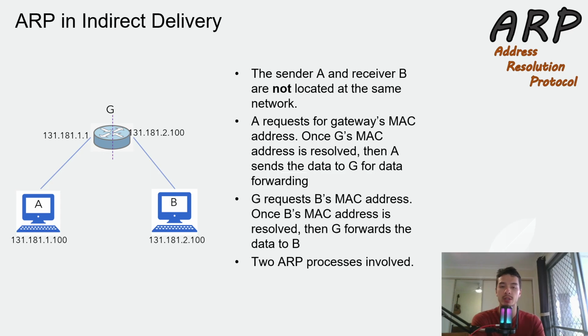Now G requests B's MAC address. Once B's address is resolved, then G forwards data back to B. That's a 2 ARP process involved. So it's got 2 steps in that.